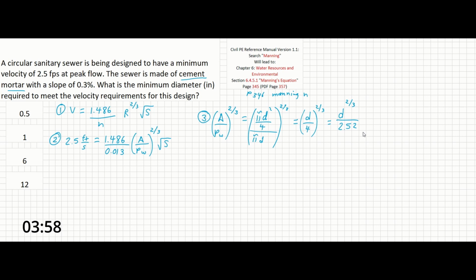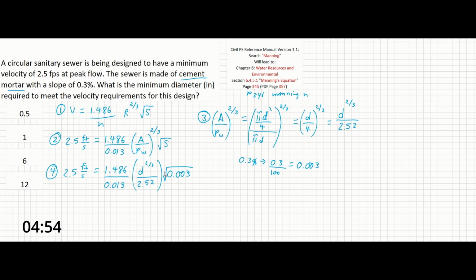Next, we can plug that back into Manning's equation. So step 4, 2.5 feet per second equals 1.486 over 0.013 times d to the 2/3 over 2.52, times the square root of the slope. And slope we didn't talk about, but 0.3% can be written as 0.3 over 100 equals 0.003. So that's going to be over here expressed as a decimal.